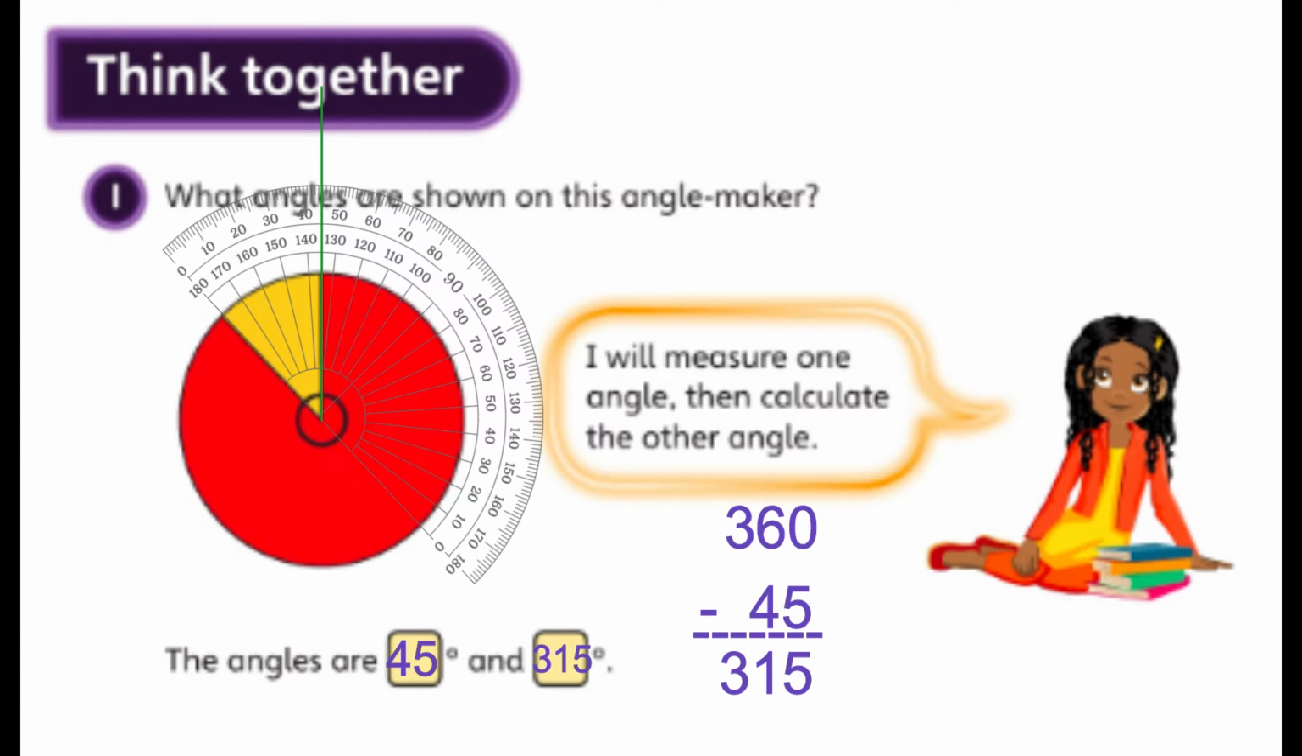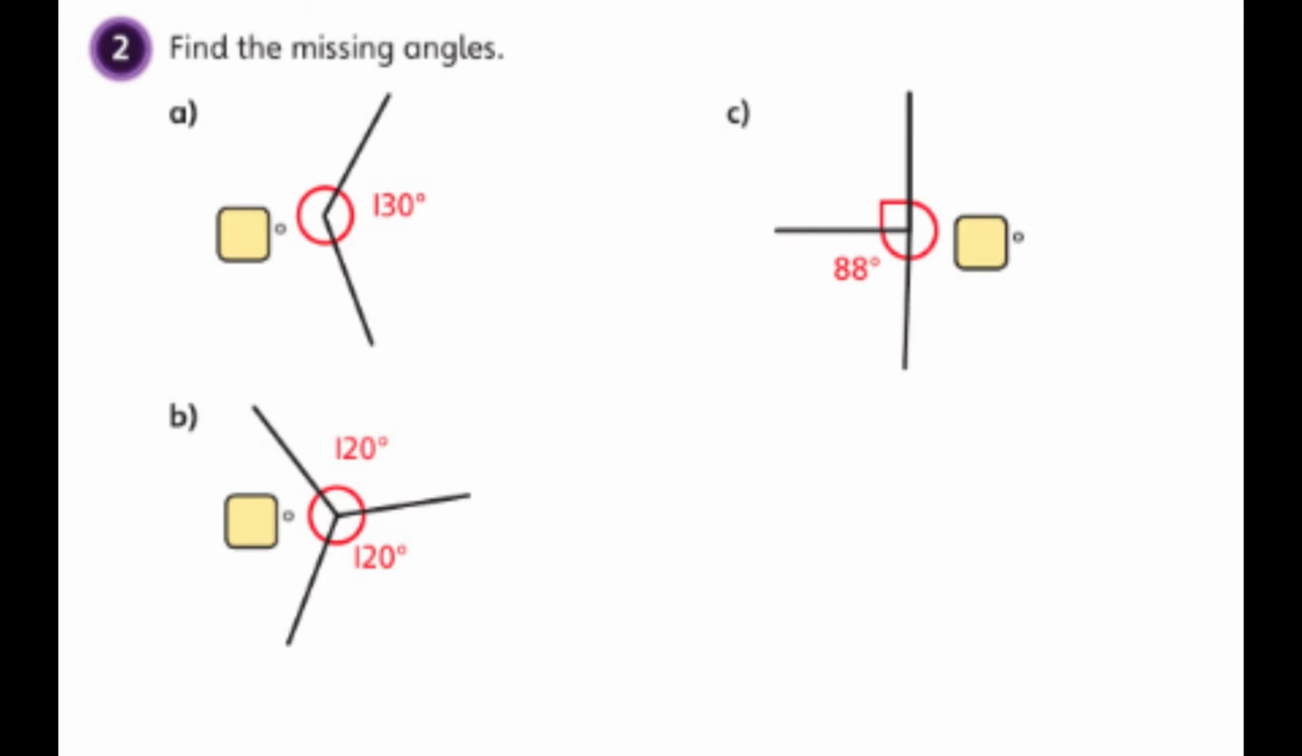How can I be sure this is correct? Well, when I add these two angles up, do they make 360? Do they make a full turn? Yes, they do. It's a fact family. 315 plus 45 makes 360. So I feel confident that I've calculated the red angle correctly, even though I couldn't use my protractor to measure it. Let's move on to question 2.